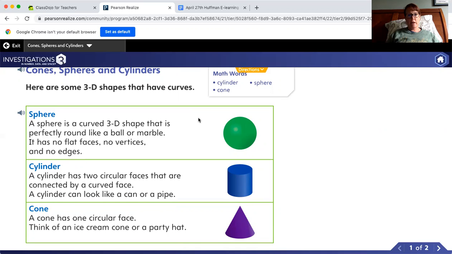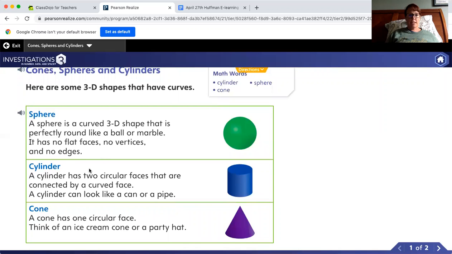We've talked about faces, vertices, and edges before, but it's been a little while. So if you remember, vertices are where two edges meet. It's the point, okay? A face is the flat part of a shape.